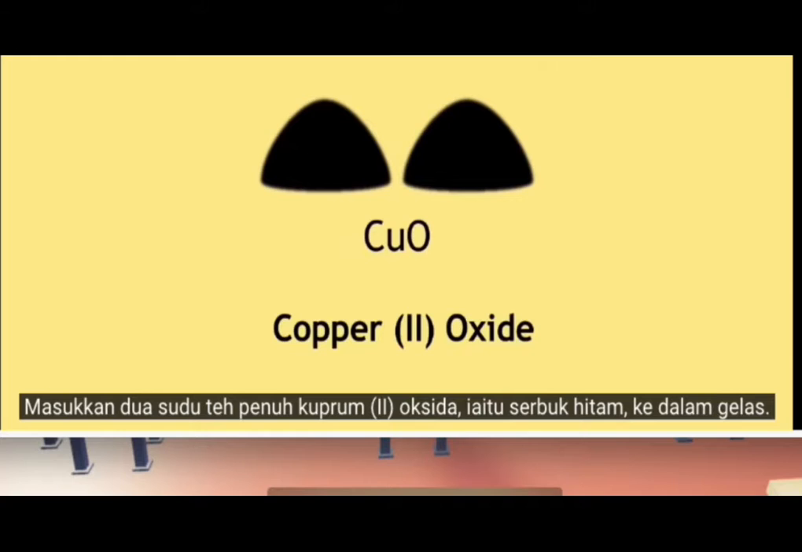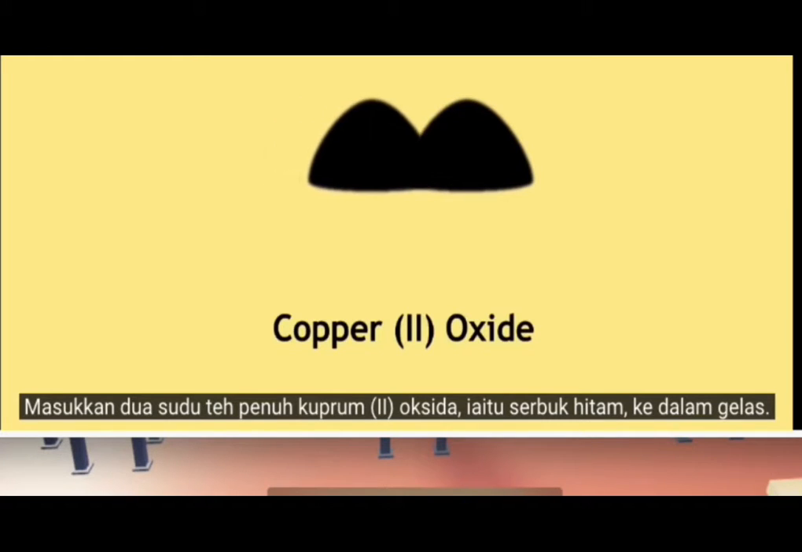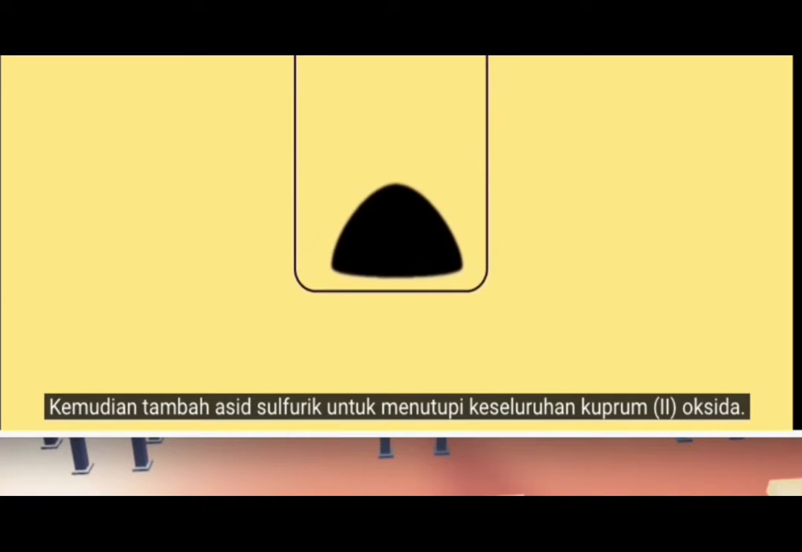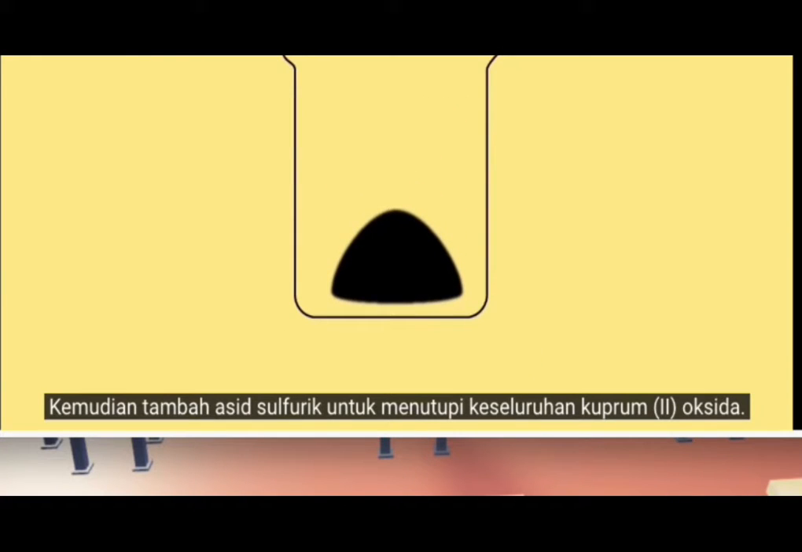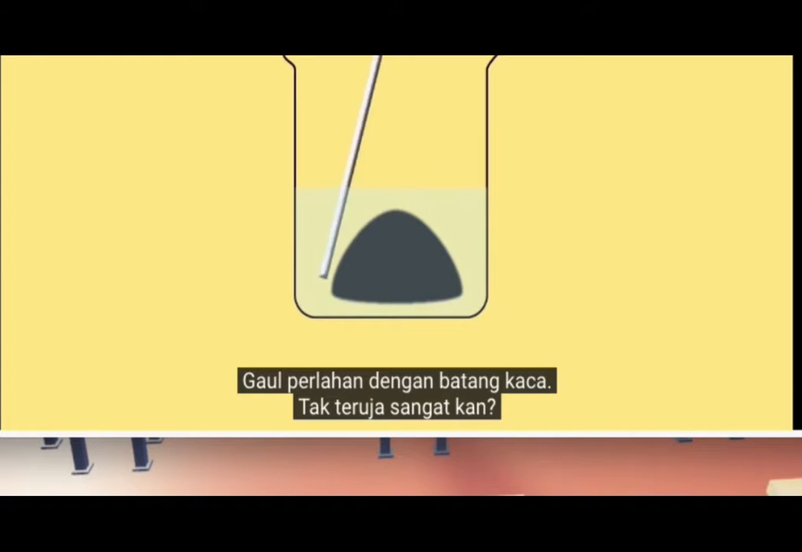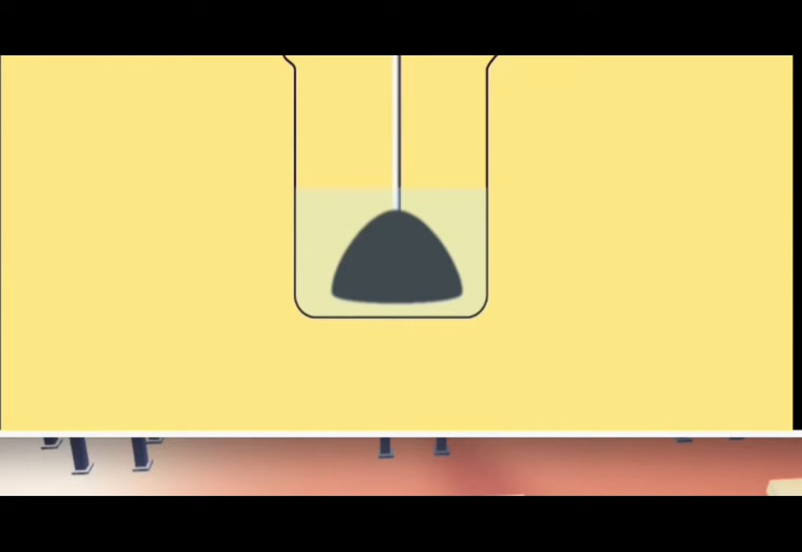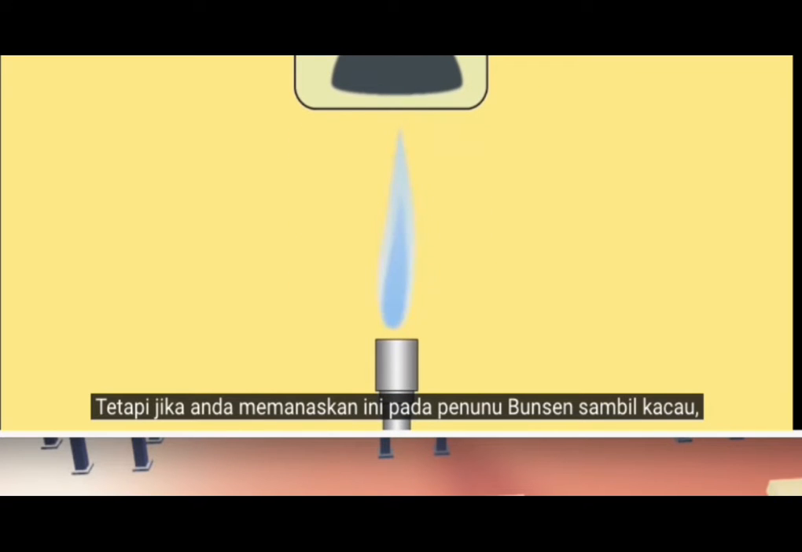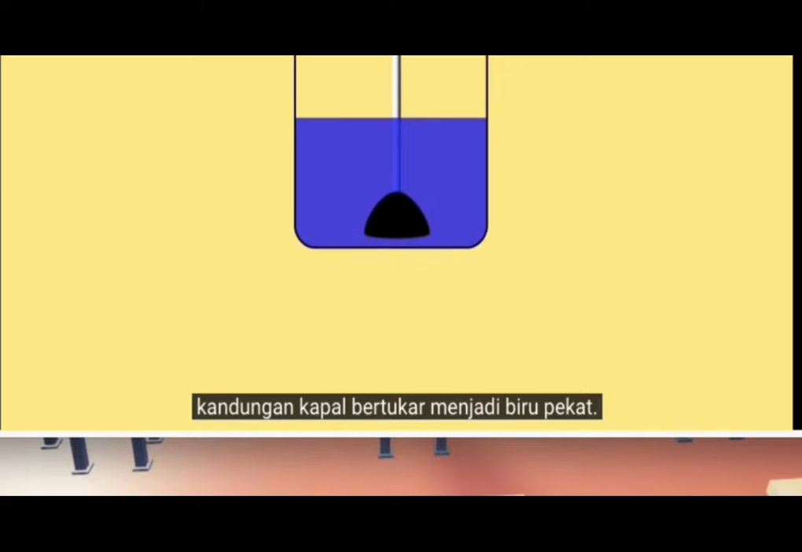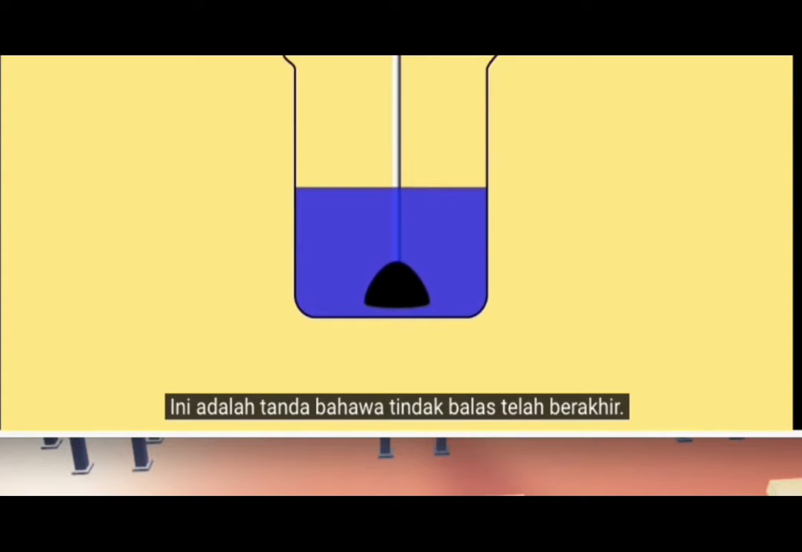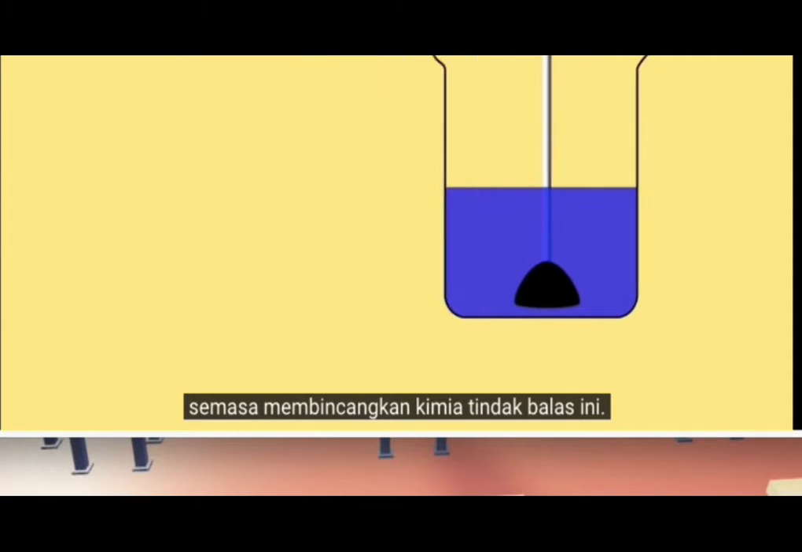Add 2 scoopfuls of copper 2 oxide, which is a black powder, into a beaker. Then add sulfuric acid so that all of the copper 2 oxide powder is covered and a bit more. Mix with a glass rod. Not very exciting, is it? But if you heat this over a roaring Bunsen burner flame while stirring, it turns bright blue. This is how you know that the reaction is complete. Let's remove it from the heat and let cool while we discuss the chemistry of this reaction.